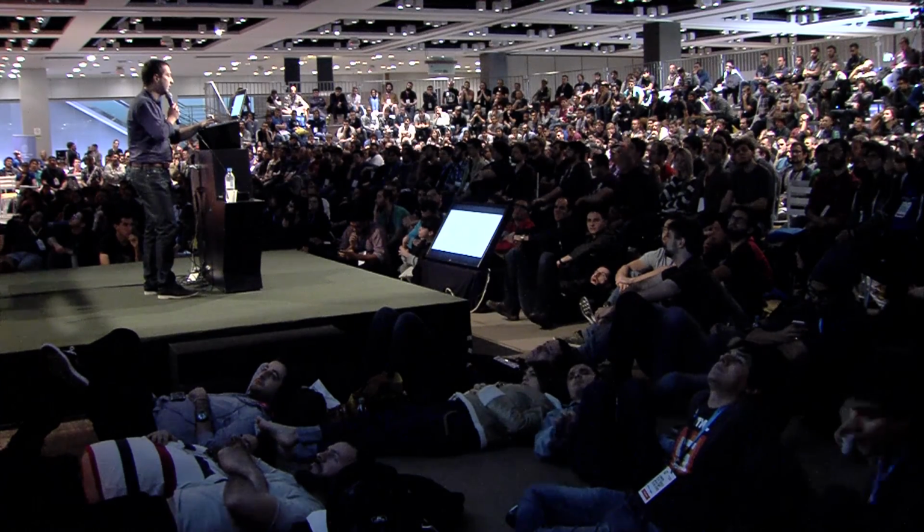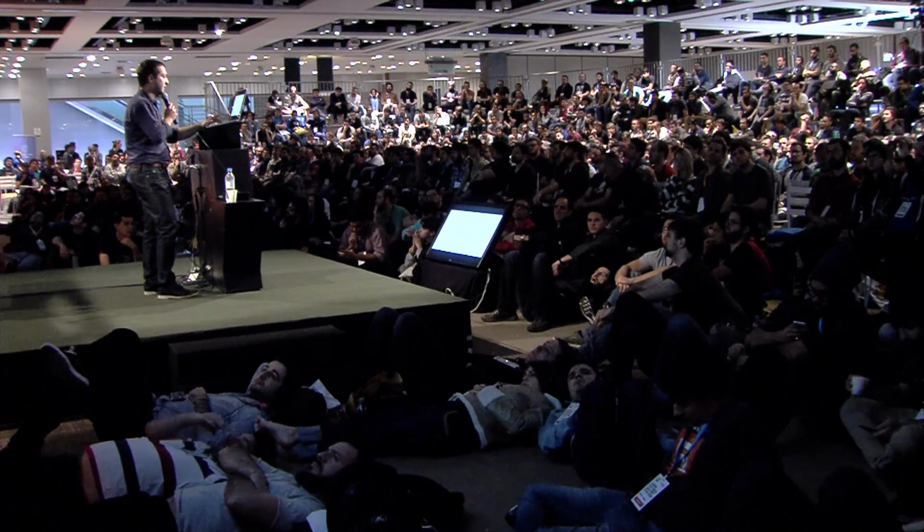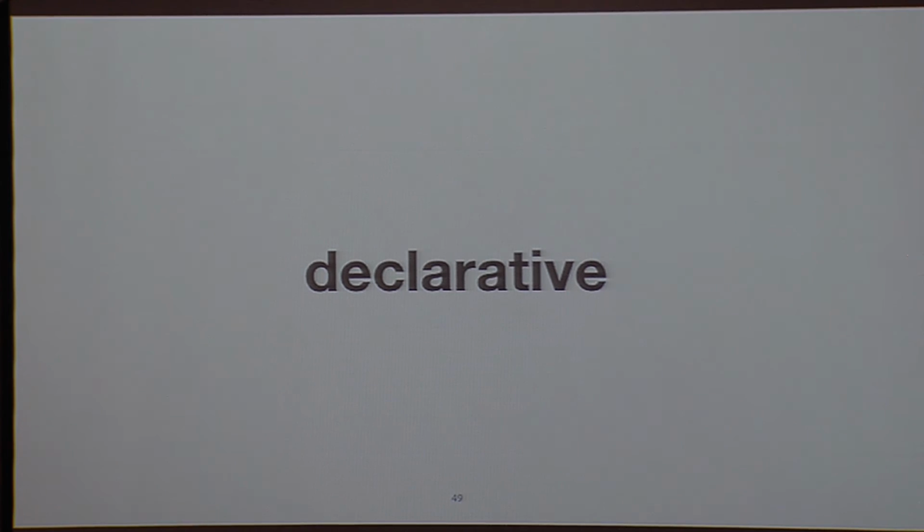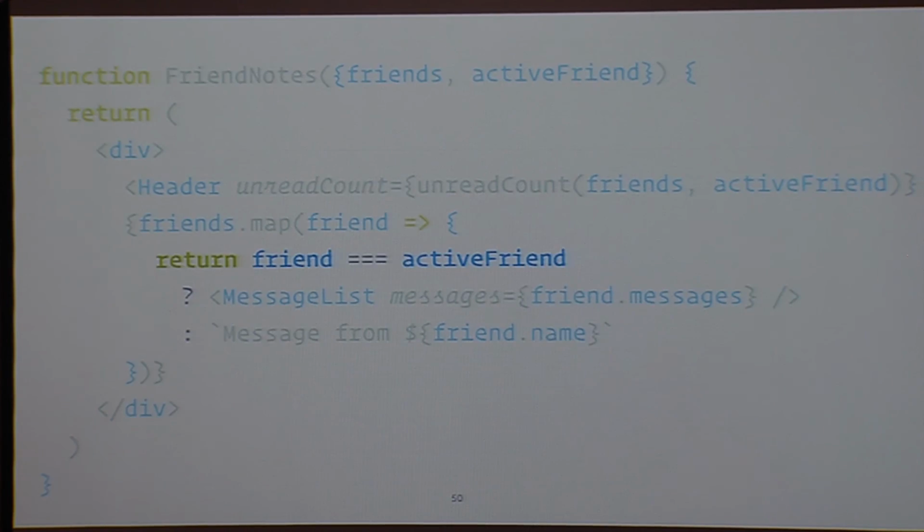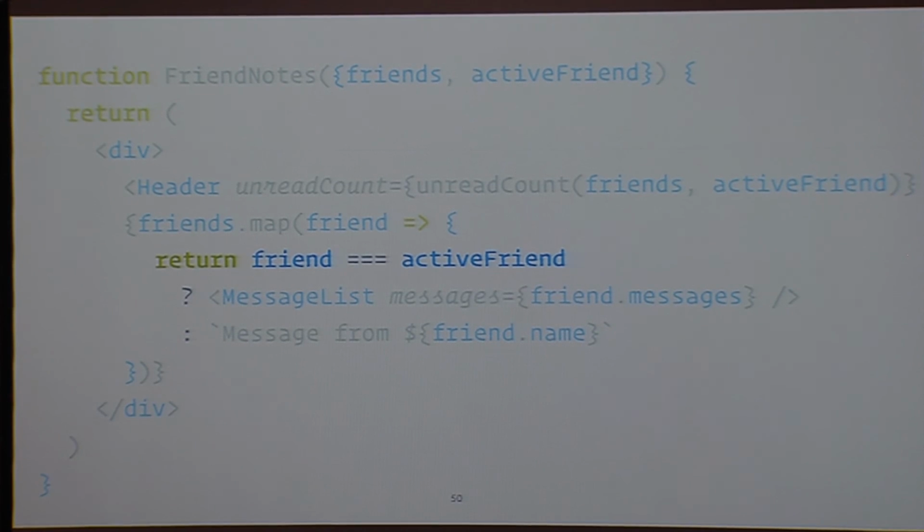Now, what makes this pretty cool? The first thing is that it's declarative. And what do we mean by declarative? We mean this. Here, in order to go from a focused friend to a message, we don't say how to go there. We just express the idea that if the friend is the active friend, we need to show the message list. Otherwise, we need to show just a text. And we don't have to say, whenever the active friend changes, remove this element from the DOM and append this element. We just express it.